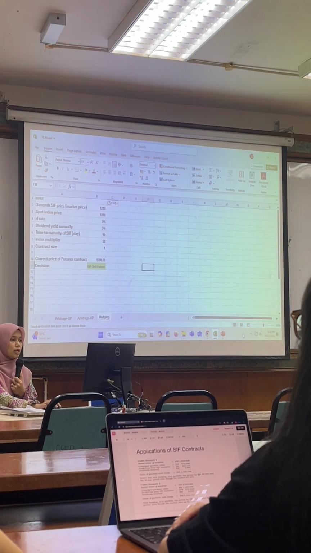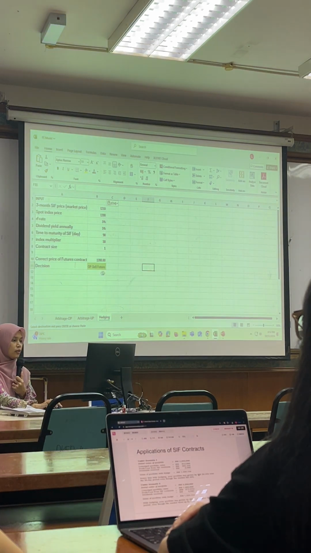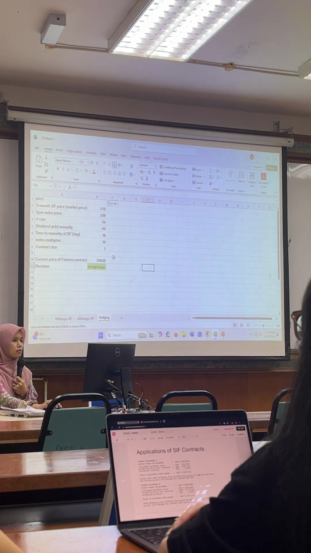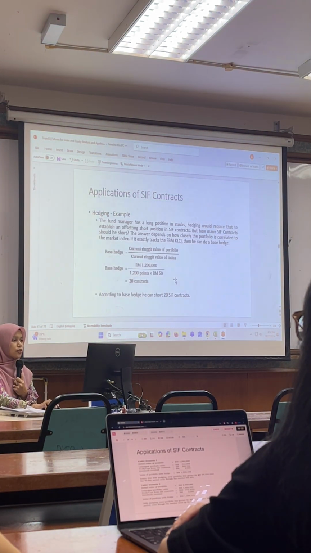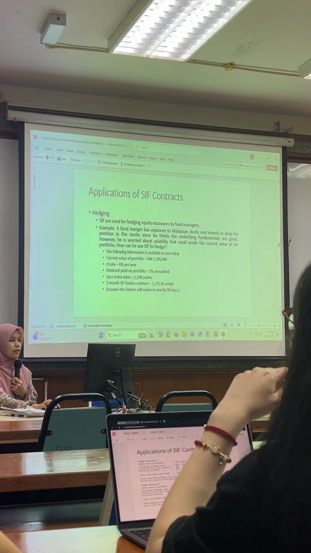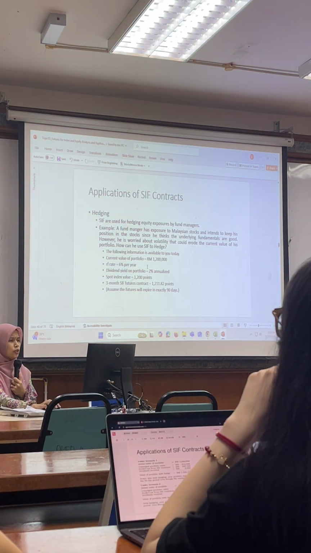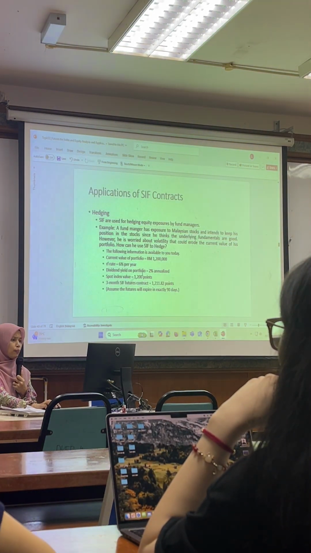Portfolio value will be increased. It's considered not a decrease in the value. Okay, so now, what is the information? You just bring this information here, right? That is among the information that you need.